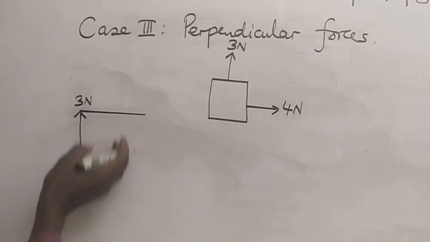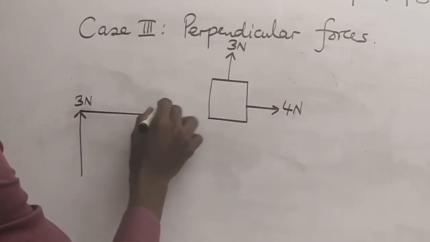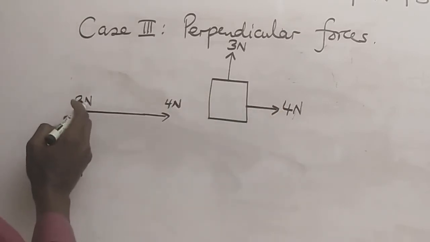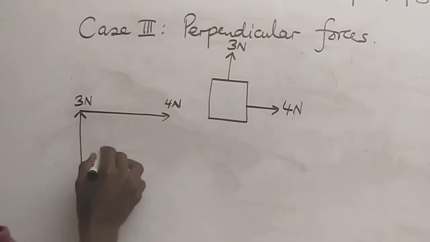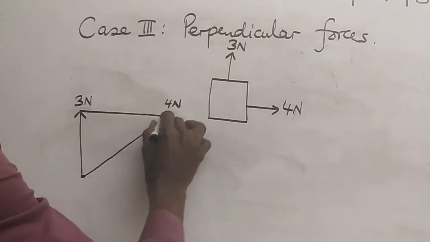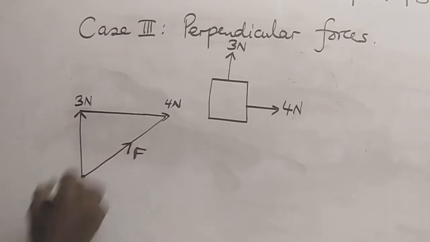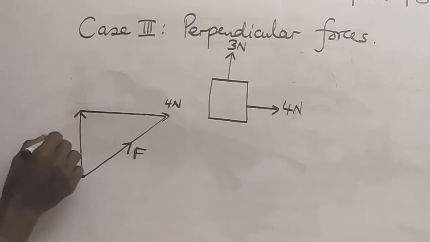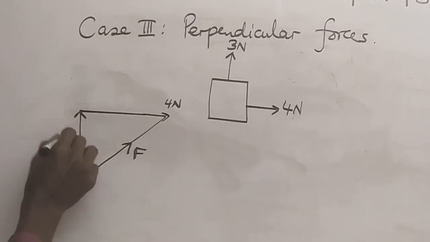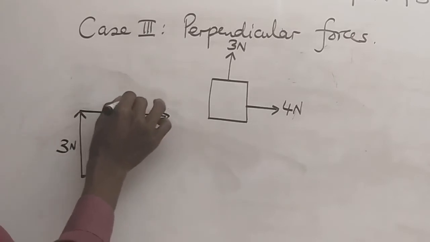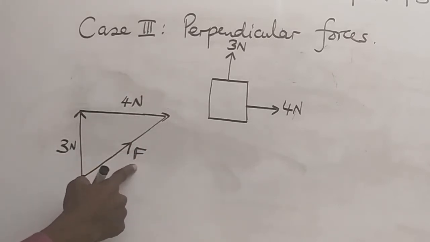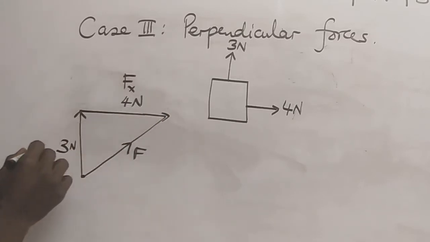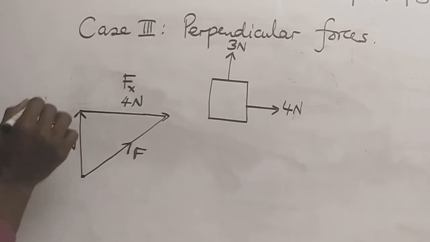This one is horizontal, so we transplant it and put it up. So we have the 4 newtons force. Instead of putting it here, I draw this arrow and this arrow. So the resultant is that. The resultant force is that one. If this side is 3 and this side is 4, you see that this is the hypotenuse. This is the horizontal force, we call it Fx. The vertical force, we call it Fy.